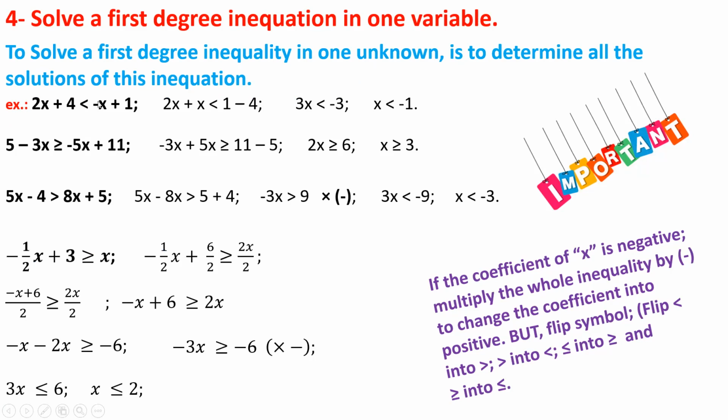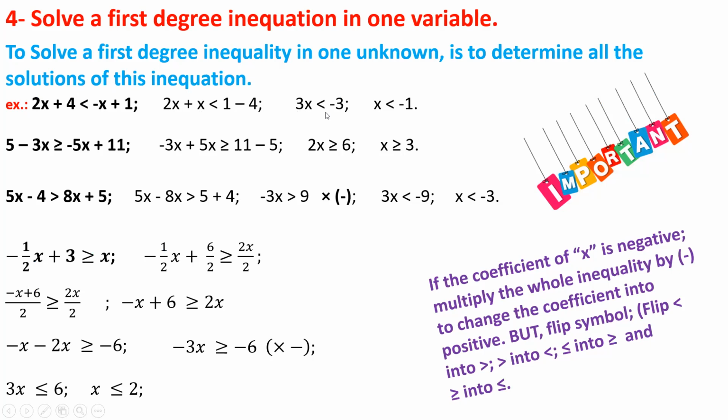As we did in the equation, we take all x to side 1, all numbers to side 2. And as we take from side to side, we change sign. Minus x, I take it to side 1, it becomes plus x. Plus 4, I take it to side 2, it becomes minus 4. Let's calculate each side. 2x plus x is 3x, less than 1 minus 4 is minus 3.